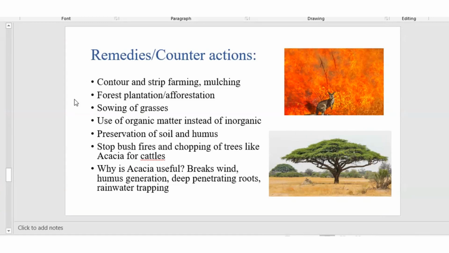Then crop rotation also is carried out. It's a very common method which decreases soil loss. It preserves the productivity of the land also. If you keep on planting the same crop year after year, it depletes the soil minerals.